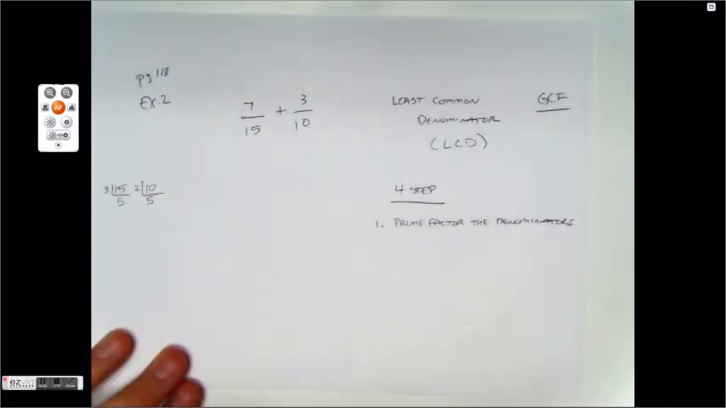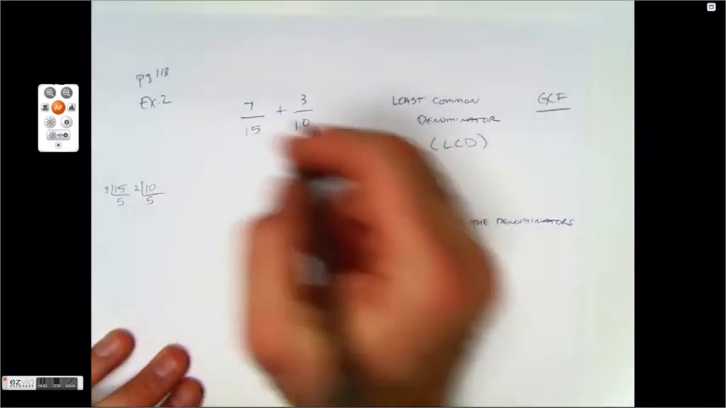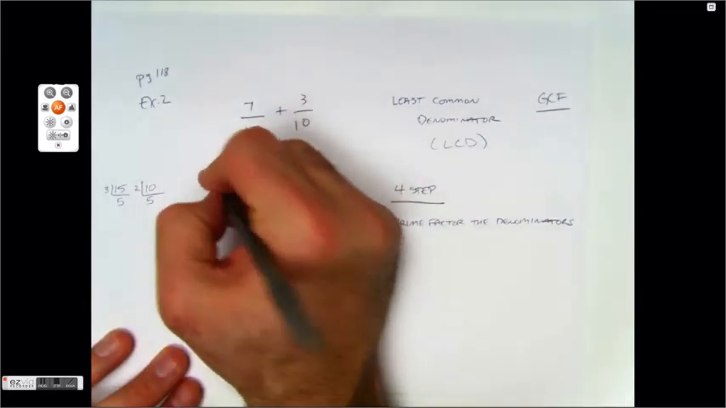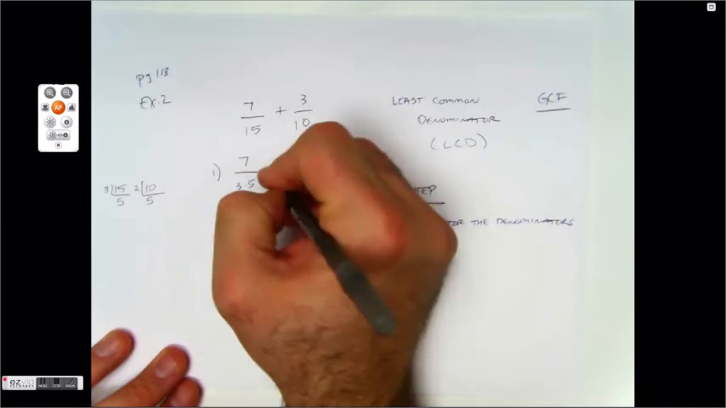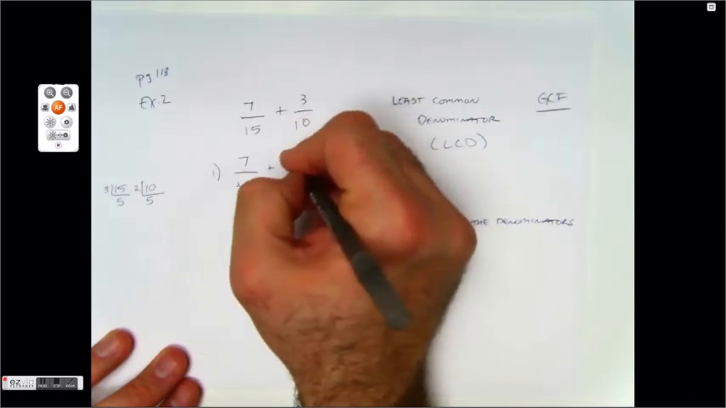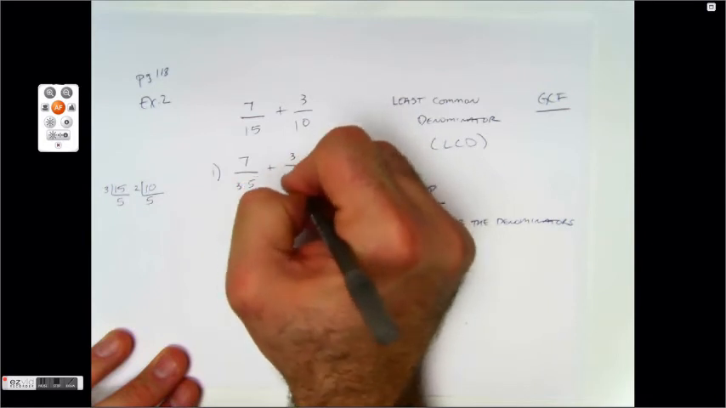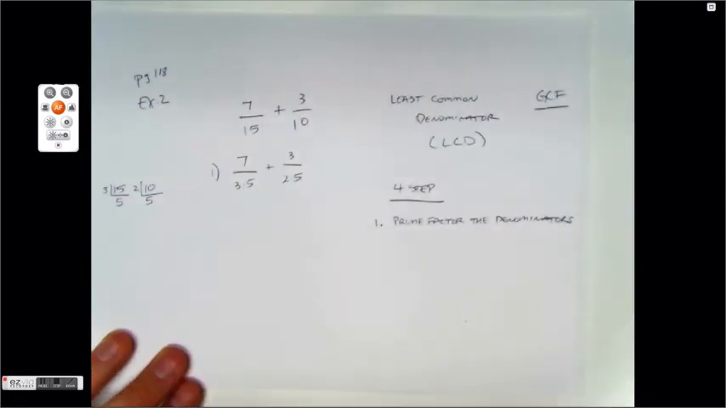Alright, 2 doesn't go into 15, but 3 does 5 times. 2 goes into 10 5 times. We prime factored these. So the first step, and I'll put a 1 here, you can see is I want you to do 7 and then do 3 times 5 on bottom here. And then you have 3 and you have 2 times 5 here. Okay. Notice you don't do anything with the numerators, just prime factor the denominators.